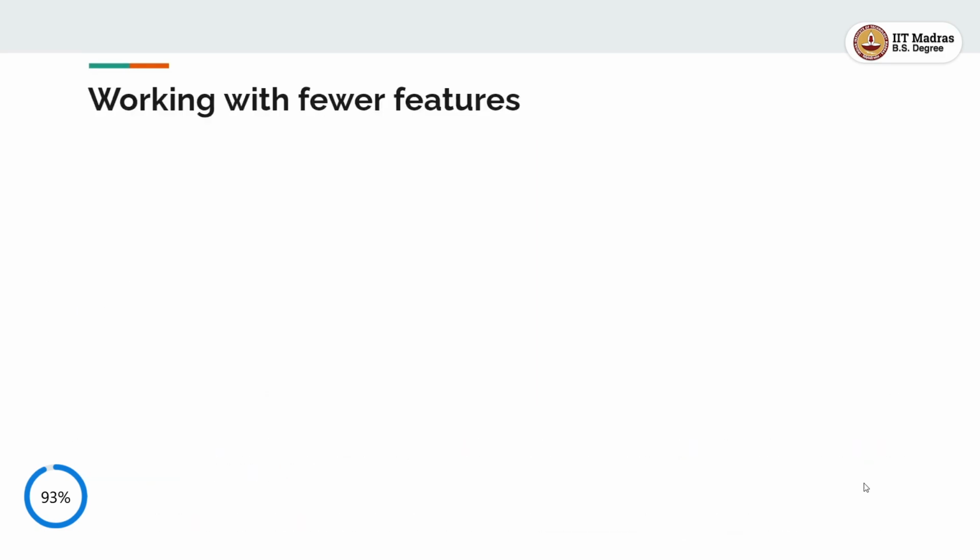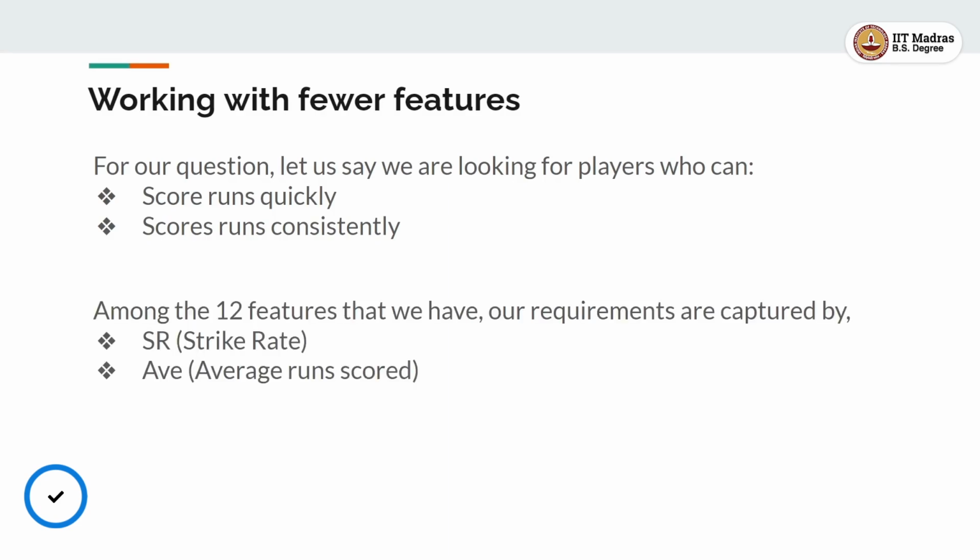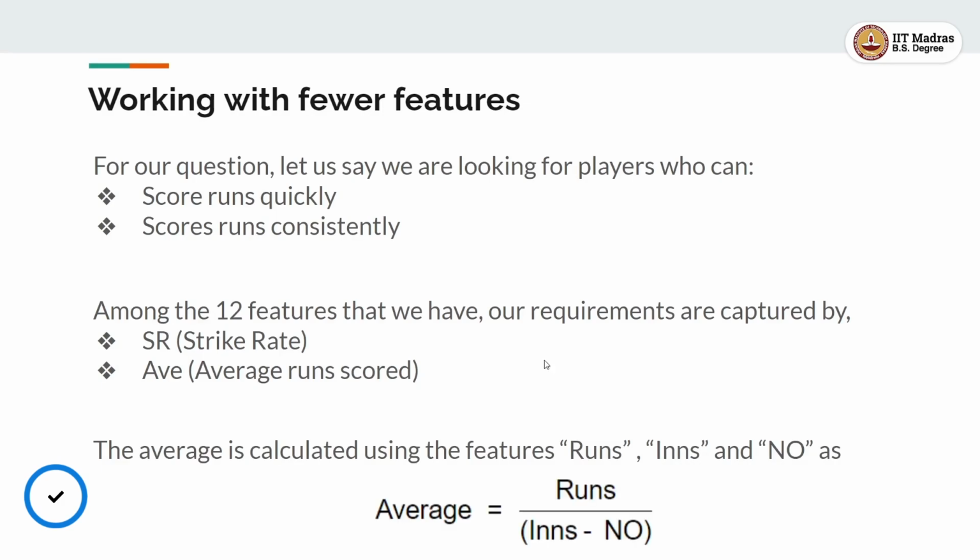Now let us see if we can work with fewer features. Say we wanted to look for a very good opening batsman. If we were to specify it further, we would want a batsman to score runs quickly and to score runs consistently. So from the 12 features that we had, these requirements are captured by two features. One is strike rate, which is how quickly the player scores runs, and the other is average, which is how many runs he is expected to score in an innings before he gets out. And we just saw it can also be calculated using the other features present in the file.